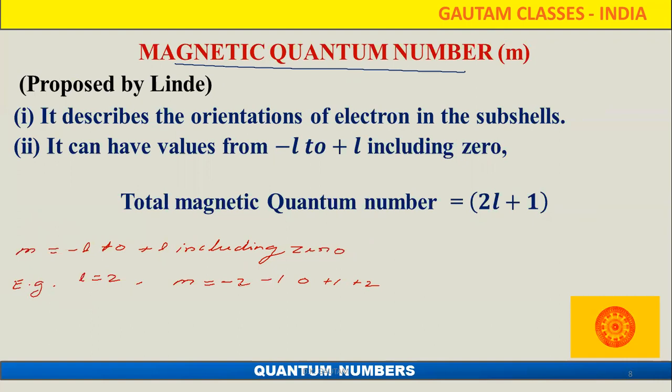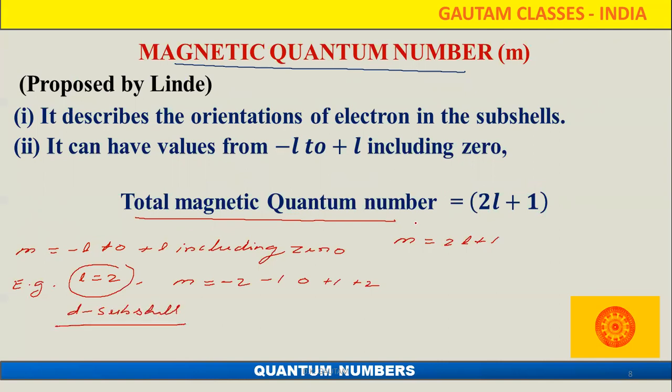Sometimes they ask individually, and sometimes they ask to find the total number of magnetic quantum numbers. For finding the total, there is no need to do all these things. Directly we can use the formula m is equal to 2l plus 1. If the l value is given as 2, or they ask for the d subshell, how many total magnetic quantum numbers are present in a d subshell? Directly we can use the formula 2 into 2 plus 1, so 4 plus 1. So 5 magnetic quantum numbers come from that.